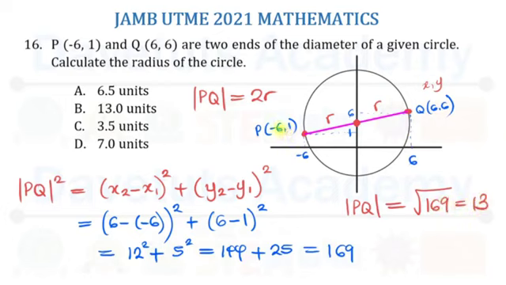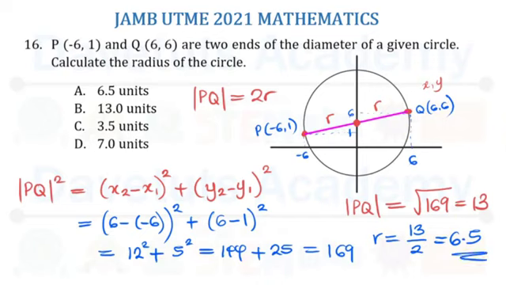But what are we asked to find? Students, you are going to see 13 is here, but 13 is not your final answer. You are asked to find R, and already we have defined it here that PQ is 2R, such that R will be PQ over 2, and that is 13 over 2. That will be 6.5 units.